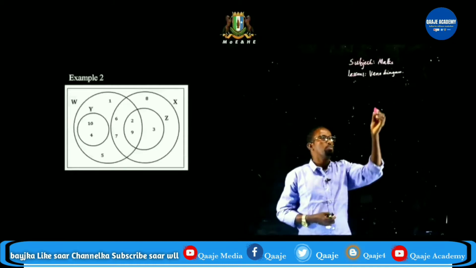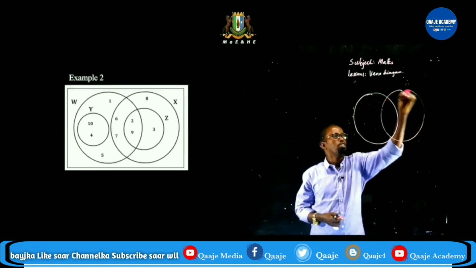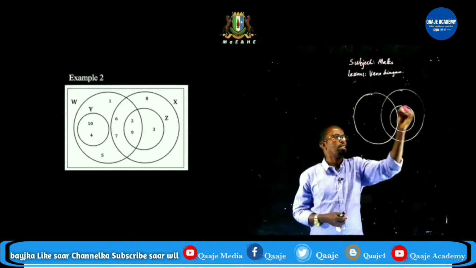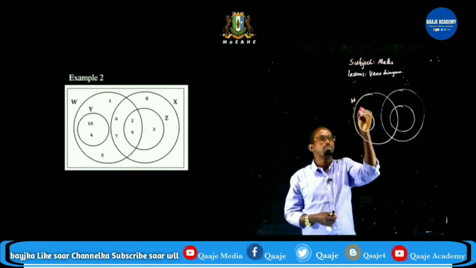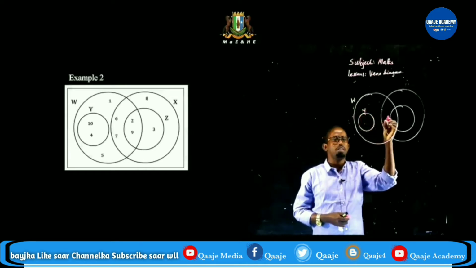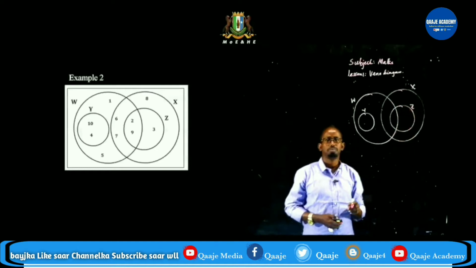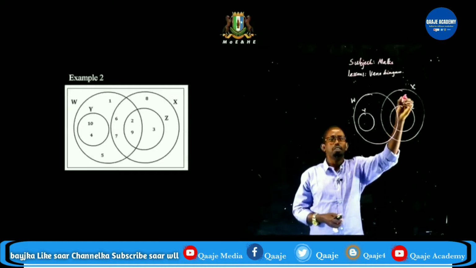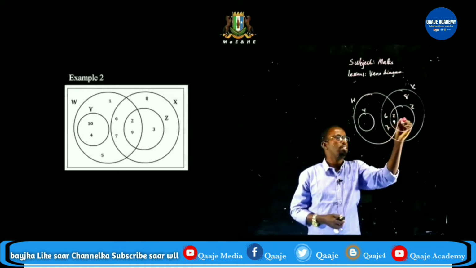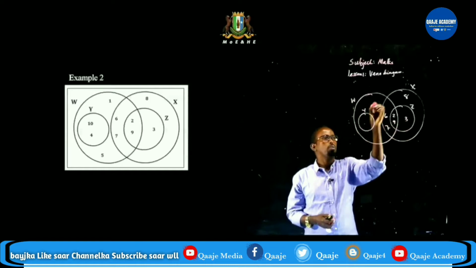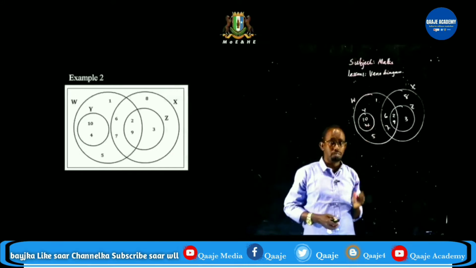Example number 2, we have two intersecting circles. We have these two circles. We also have another circle inside and another one here. So this is W, Y, X, Z. Elements, we have 8, 6, 7, 2, 9, 3, 1, 10, 4, and 5.